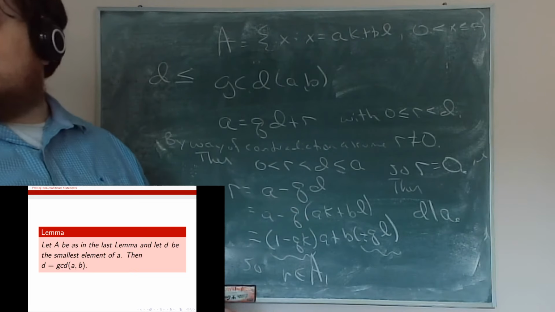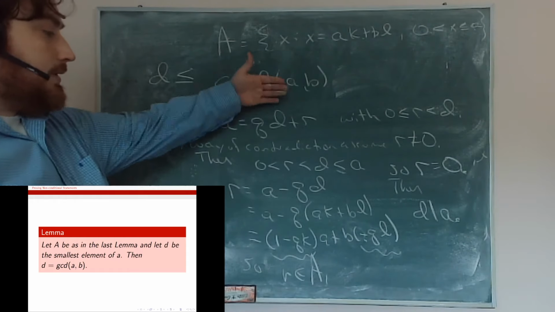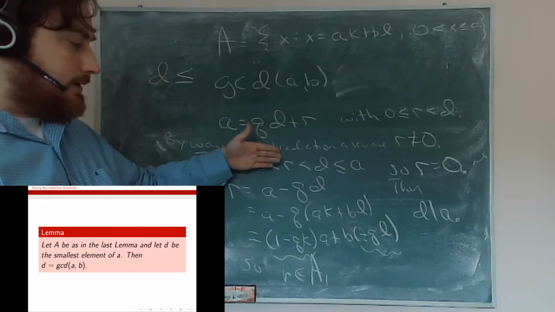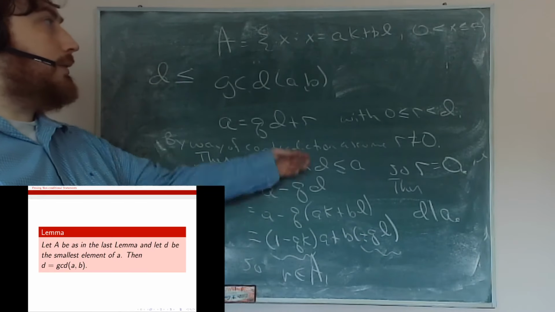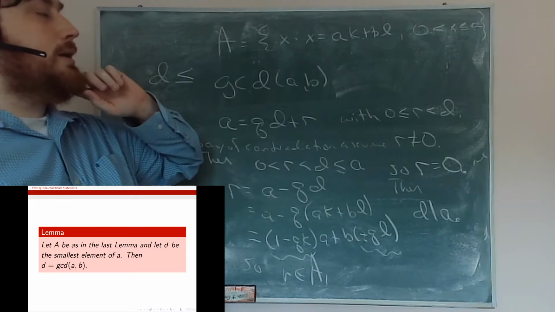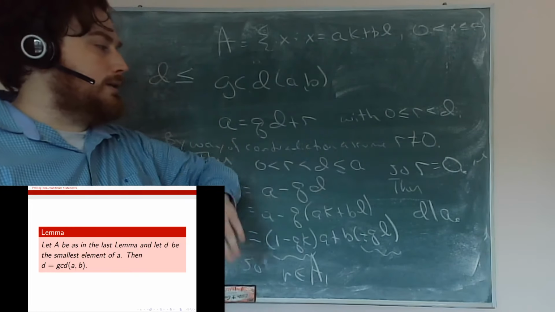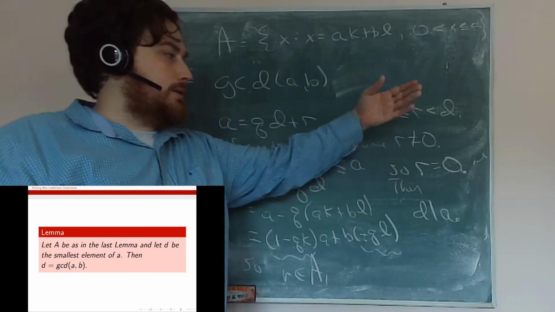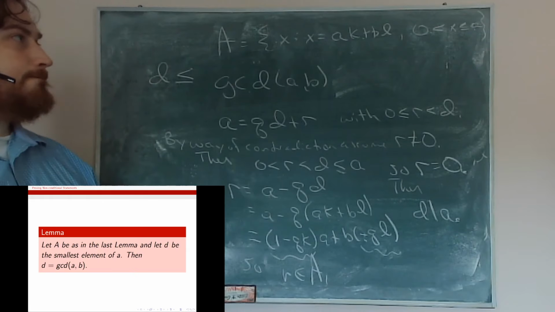Notice, I know there's a lot going on here. I hope you guys are kind of following along, but the idea was we showed that if R was non-zero, we could rewrite it as an integer times A plus an integer times B. Therefore, it had to be in this set, but that contradicted the fact that D was the smallest element of the set. So therefore, it can't be in this set, so therefore it has to be 0. Therefore, D has to divide A.